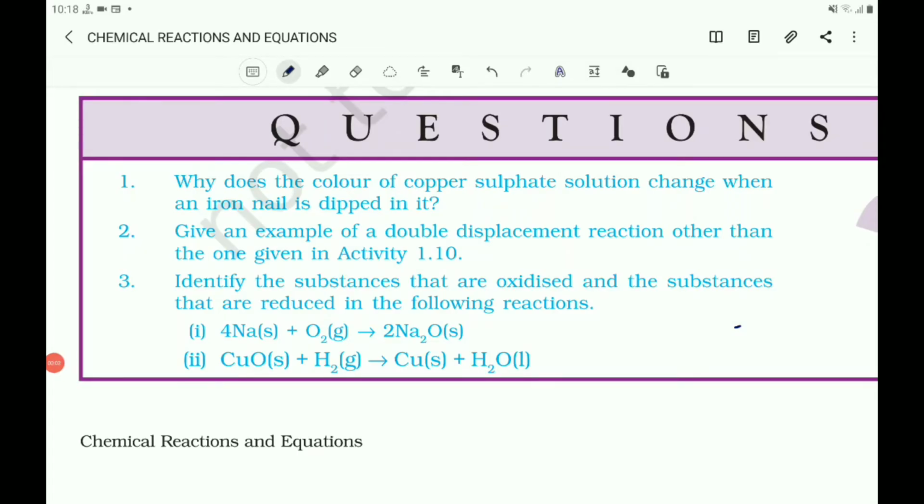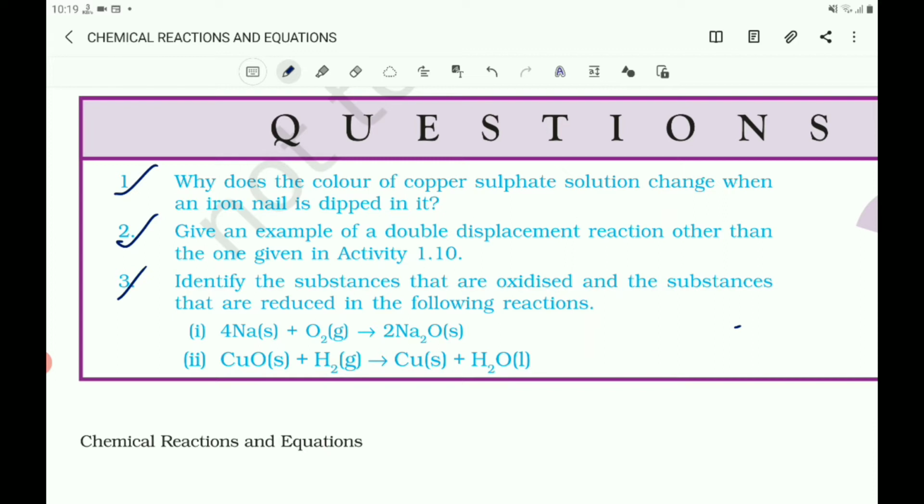Children, it is a continuation of the chapter Chemical Reactions and Equations. Here there are 3 in-text questions which are given in the lesson. The first question is, why does the color of copper sulfate solution change when an iron nail is dipped in it? It is discussed already. You know the reason also.